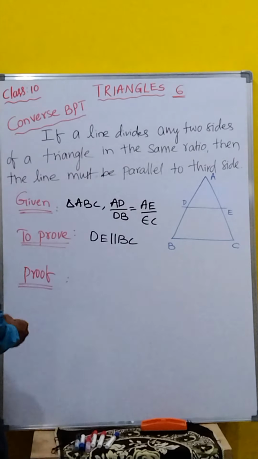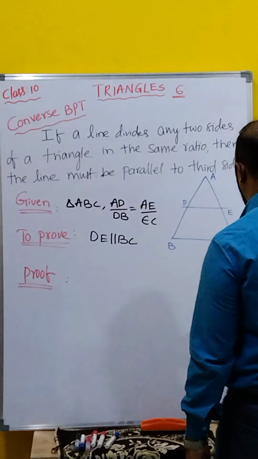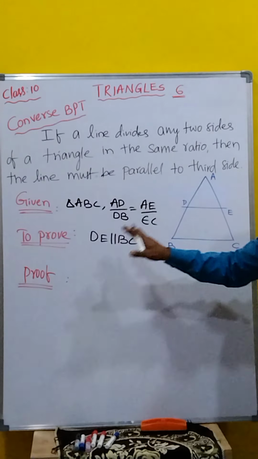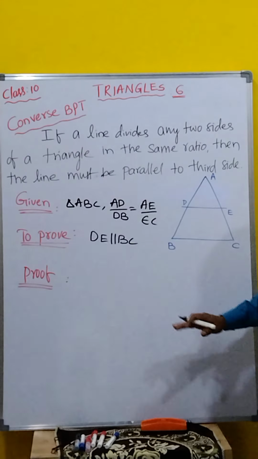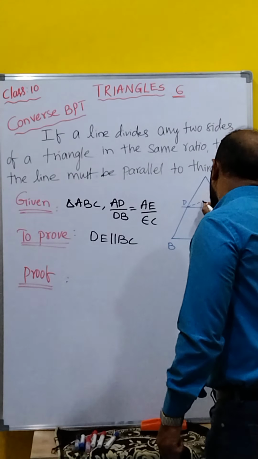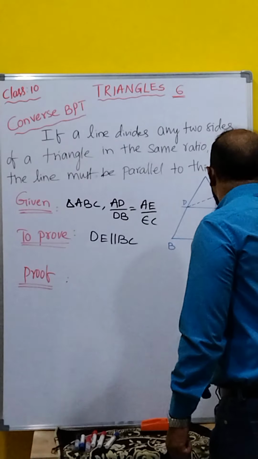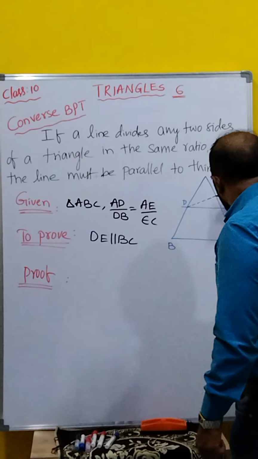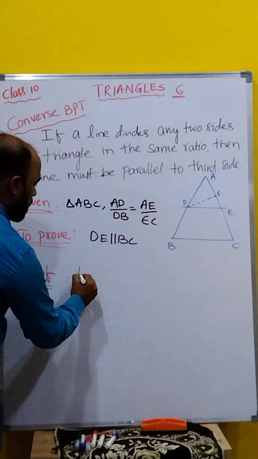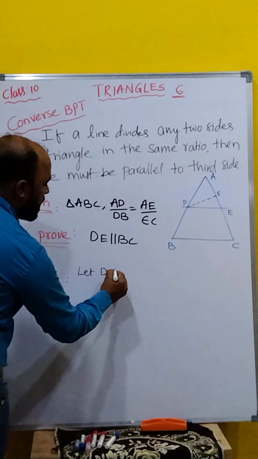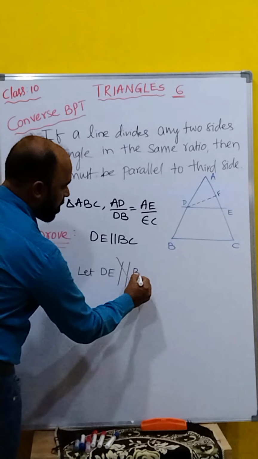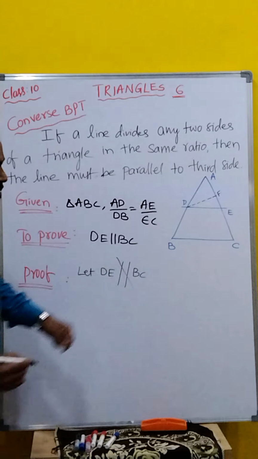Here for proof, a little construction is required. Generally we would assume DE is parallel to BC, that is from the basic proportionality theorem. But we are assuming one more point on AC. What we are assuming here in proof: let DE is not parallel to BC.